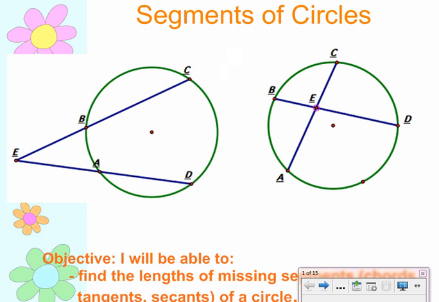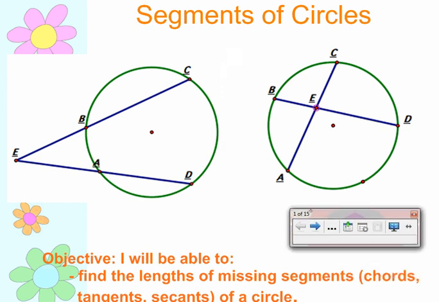So today we are going to be talking about segments of circles. Okay, there's multiple types. I'm hoping by the end of this video you're going to be able to find the lengths of missing segments, whether or not they're chords, tangents, or secants.